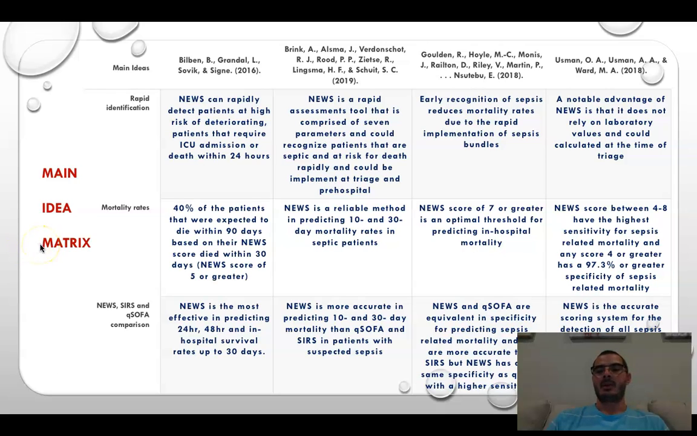And as you can see in the last one, scores between 4 and 8 put you in that really good and reliable range to say that patients both have sepsis and are at risk for death. And the last one is the comparison between NEWS, SIRS, and qSOFA. Without going into further detail, each one, as you can see, says that NEWS outperforms both qSOFA and SIRS at identifying septic patients and sepsis patients that are at high risk for mortality.